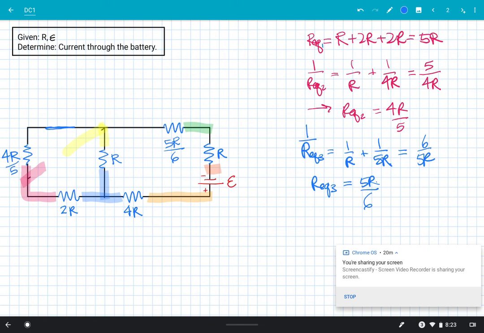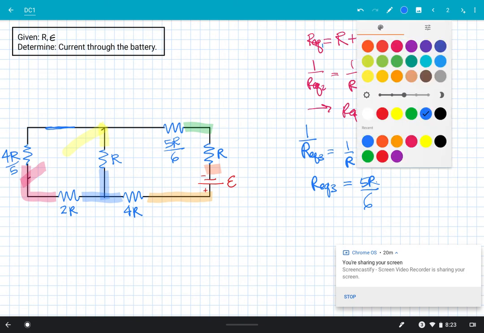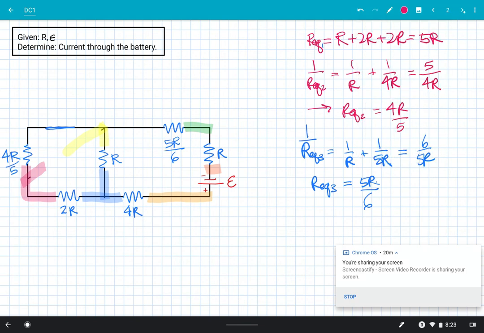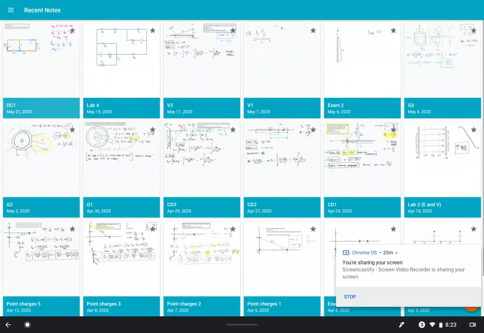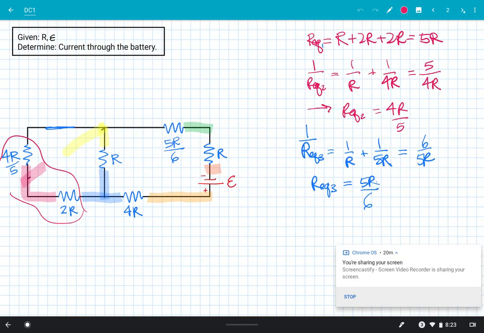So I see two different important possibilities here. One is that these two here are in series. These are in series. And the other is that these three, may or may not be a surprise to you, these three are in series.